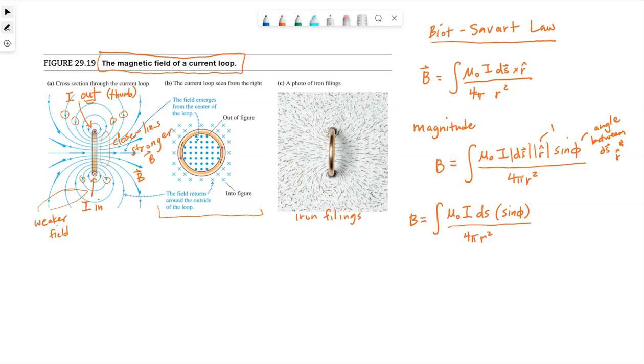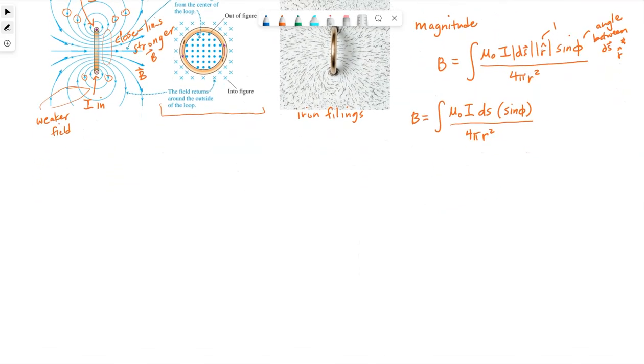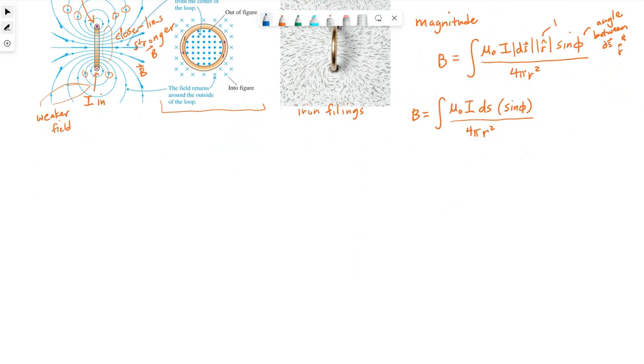And then our limits, we're going to need to get everything in terms of the same variable, and our limits will just be where the ring is located. So let me scroll this up a little bit. We're going to look at our ring. I'm going to try to draw kind of a view from the side. We're going to solve this first for the B on the axis of the ring or loop.